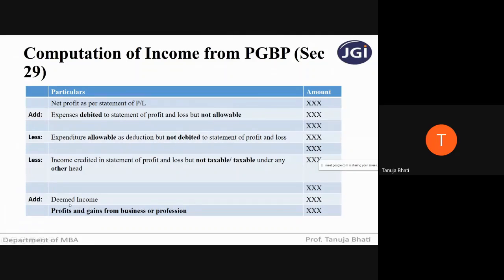Majorly under deemed income, we have all those incomes which is a part of business and profession, but they had not been credited to the P&L account. And majorly here we have recovery of bad debts. So once we plus minus all these figures with the net profit as per statement of P&L account, we get profits and gains from business or profession. And this is the amount on which we need to pay tax or calculate the tax payable by the SSE.